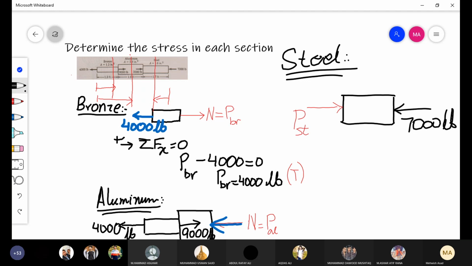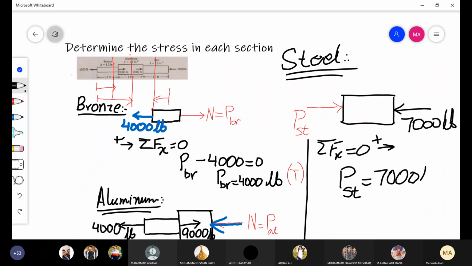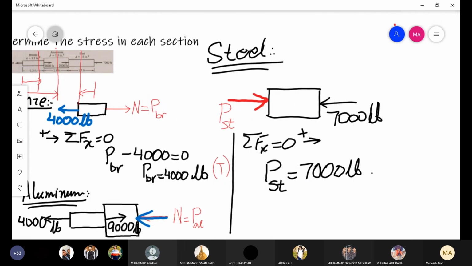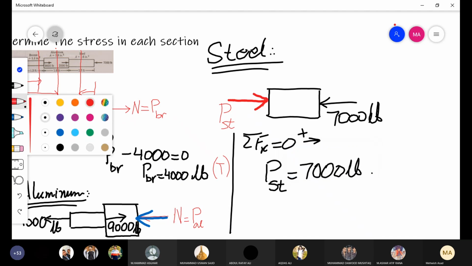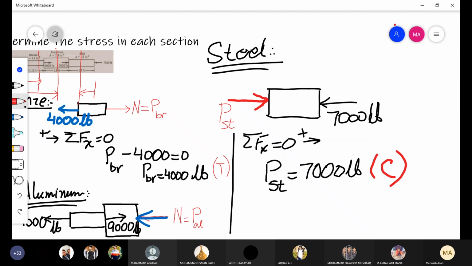Then if you apply the equation of equilibrium, summation of all forces in x direction is equal to 0, assuming all rightward forces as positive. So PST comes out 7,000 pounds. The assumed direction of the force is inward, or it's trying to push the member, means this is compressive force. So you are going to write C with PST. C refers to compressive force. Now we are done with the calculation of internal forces.